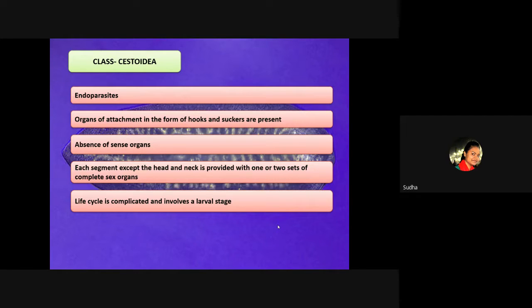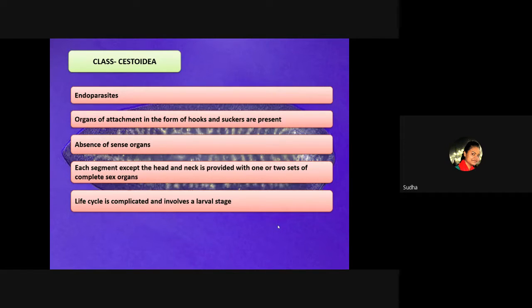Next, each segment except the head and the neck is provided with one or two sets of complete sex organs. In the example of a tapeworm, we will find proglottids, and in these proglottids we will find the male and female sex organs. These proglottids detach themselves and come out with the feces from the host to infect another host. We will see the process in the life cycle, but they have certain segments known as proglottids, in which we find complete sets of sex organs.